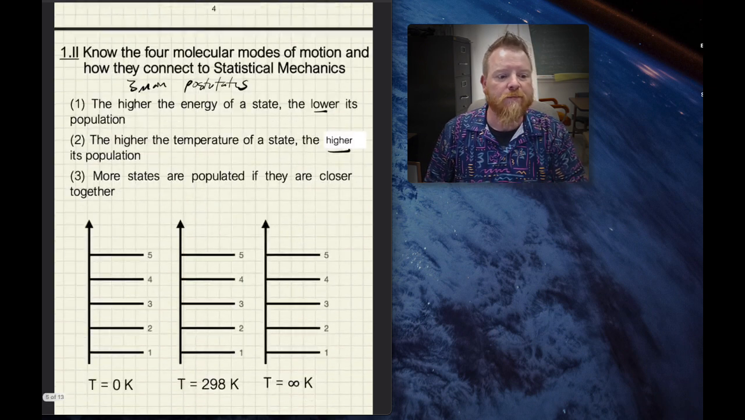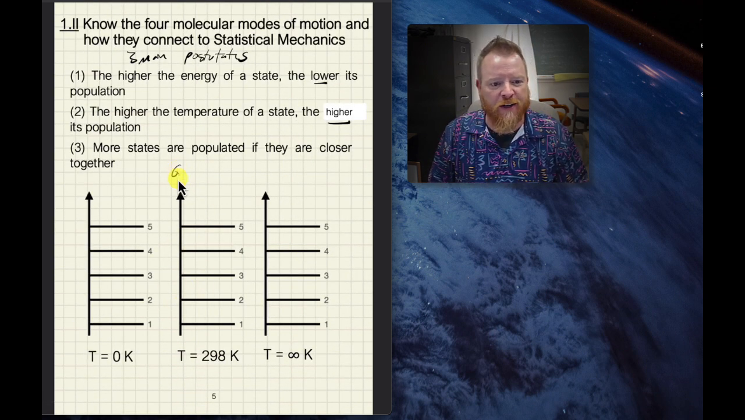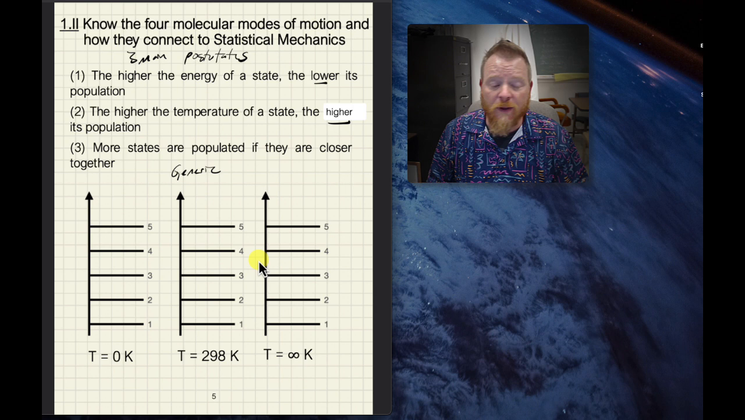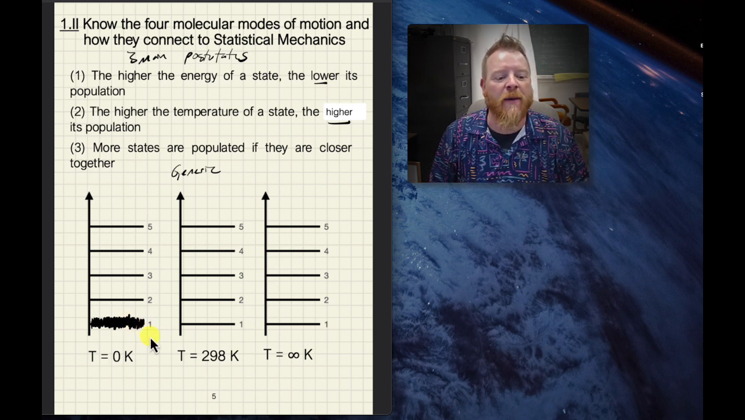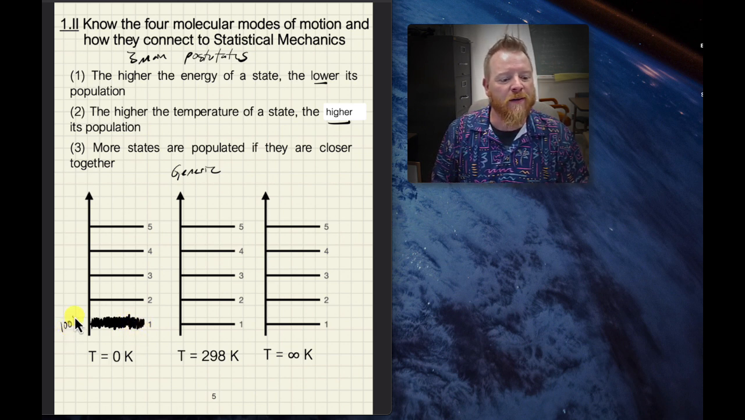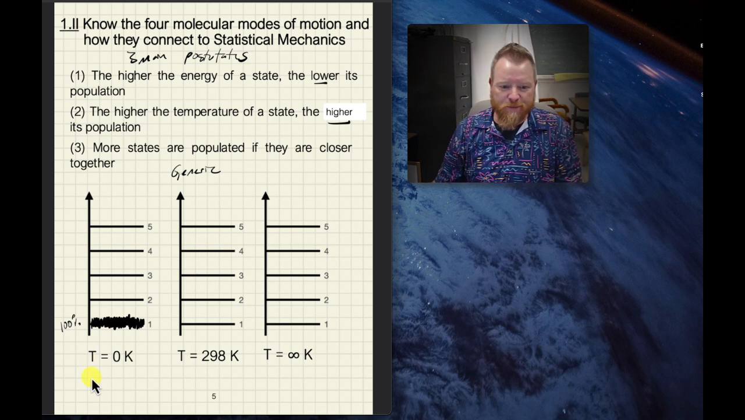Now if we think about these energy levels, and these are generic, so they don't necessarily correspond to any of those molecular modes. By definition, at 0 Kelvin, 100% of our molecules, atoms, ions, whatever we're talking about, will be in the ground state. That is what 0 Kelvin means.